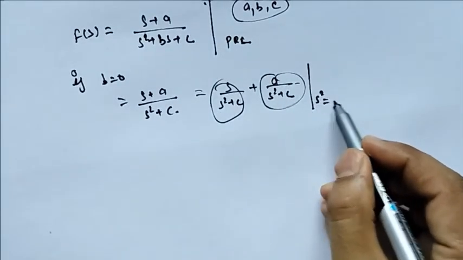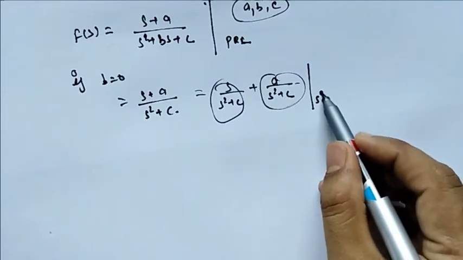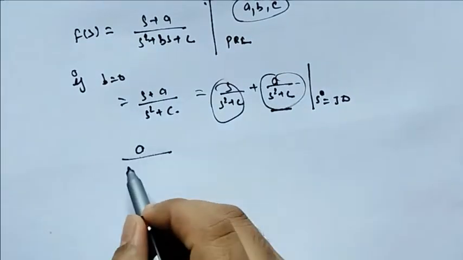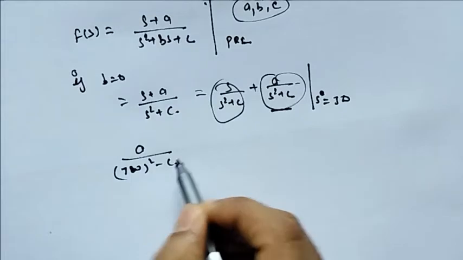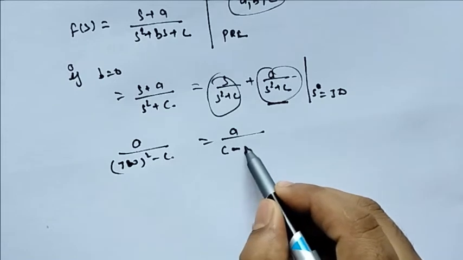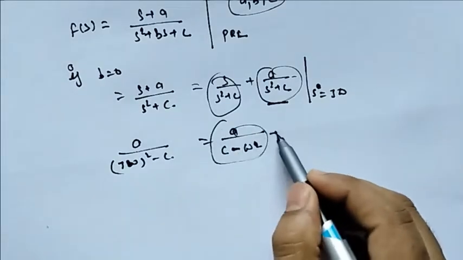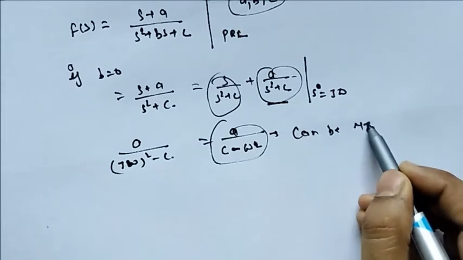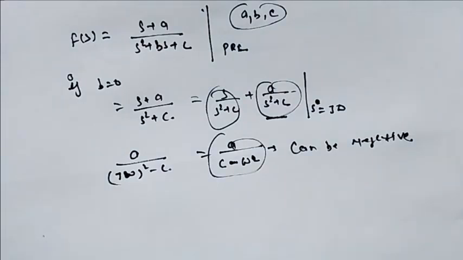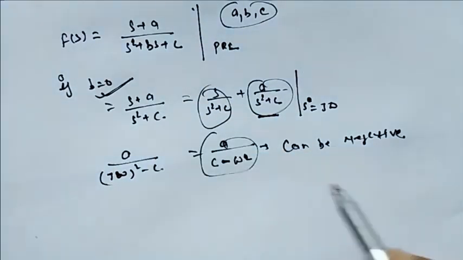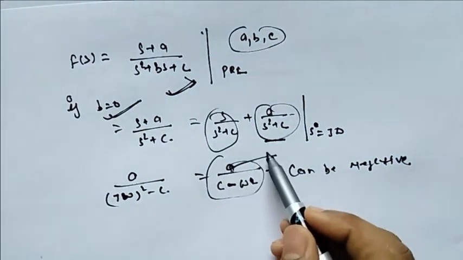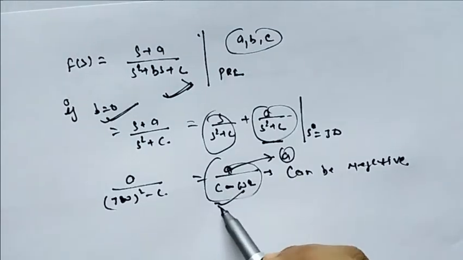If we substitute s square is equal to minus omega square, s is equal to j omega, then what will be this value? a by c minus omega square, and this value can be negative. So if b is 0, from here what we got is, if this is to be the PRF, then a must be 0, then only this will not be negative.